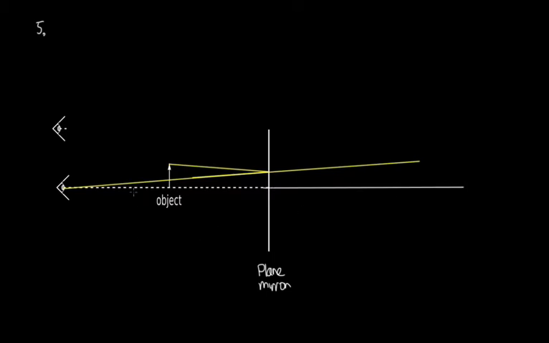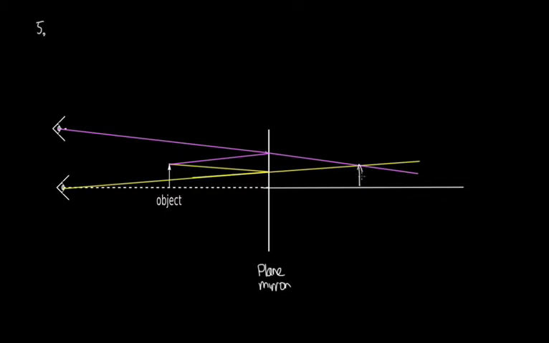Let's also extend our normal back behind the mirror. And now this second eye, in order for it to see light coming from this object, light has to come from the object, bounce off the mirror such that the angle of incidence is equal to the angle of reflection, and arrive at that eye. So the eye interprets that light as coming from behind the mirror. So you can see the image is going to form where these two rays cross, so back here.